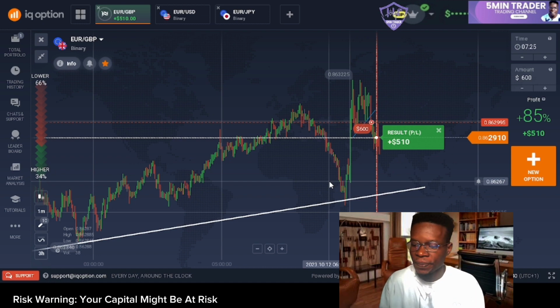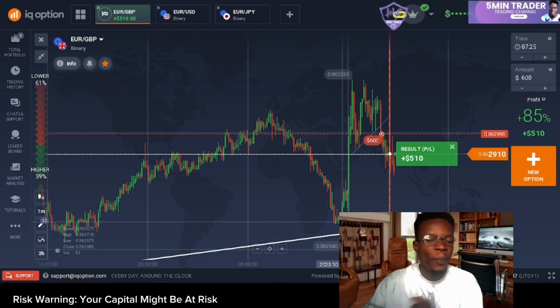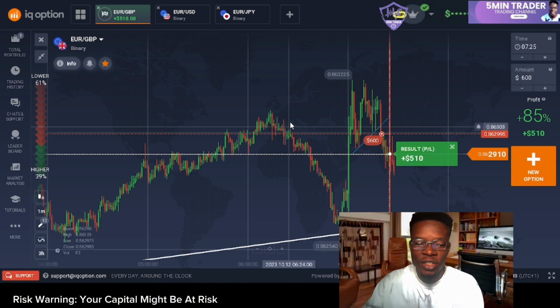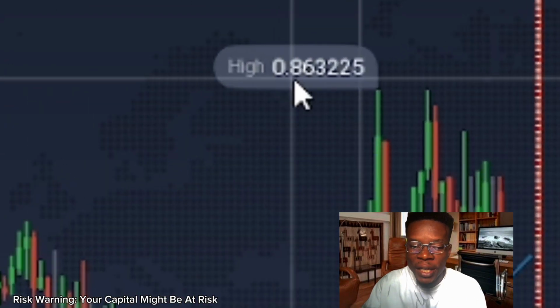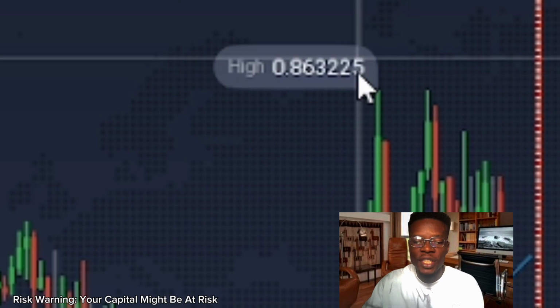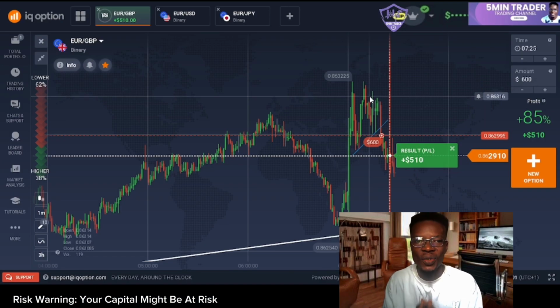The next thing I did was to see what happened when the price tested this level. The price went all the way up almost immediately, and this has led to the price creating a new high, as you can see, 0.863225. This is the current high of the price, and if a price creates a new high, it is supposed to create a new low again. And this phase is what we refer to as the retracement phase, or the corrective phase.